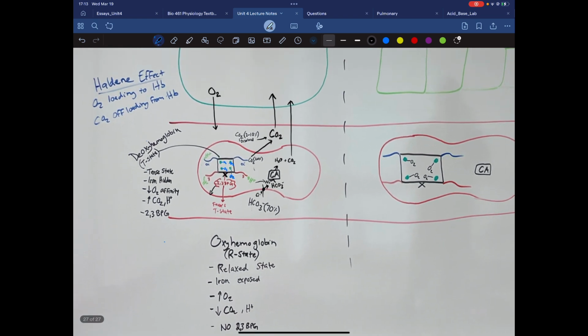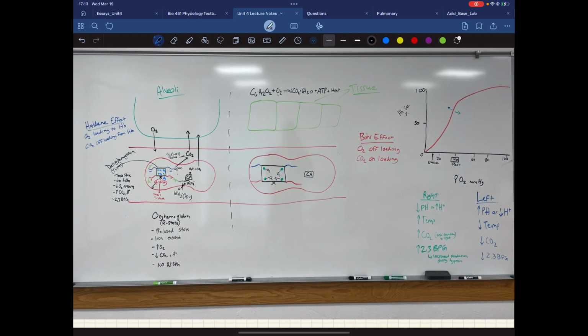And this effect right here is called the Haldane effect. Pretty much what it is, simply, Ninja Nerd explained it really well. It's O2 loading to hemoglobin, which is what we saw, and then CO2 offloading from the hemoglobin. And we saw where it comes from, these different areas: from bicarbonate, from being attached to the amino acid, and from being dissolved in the blood.